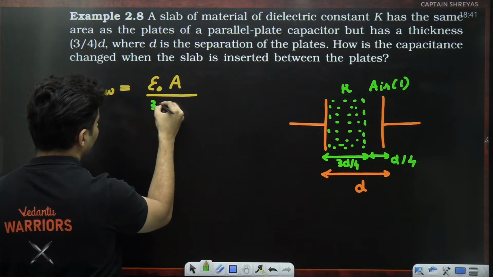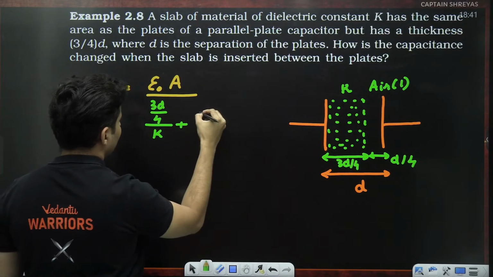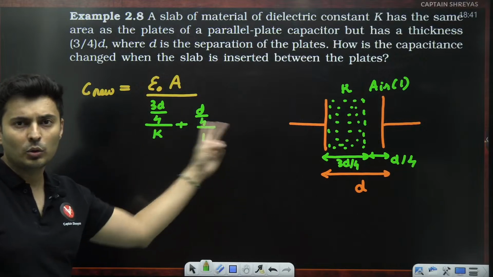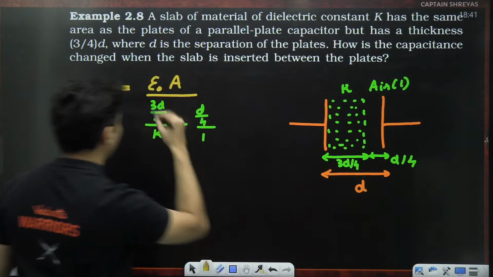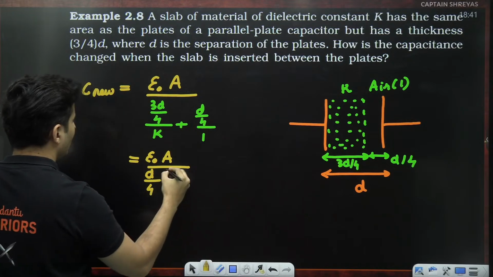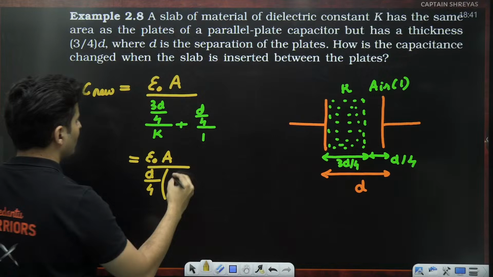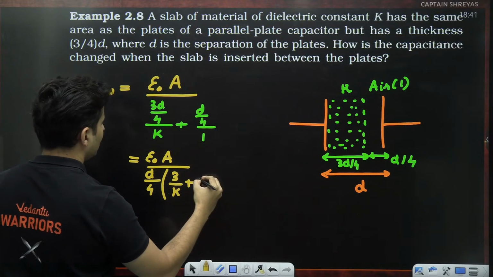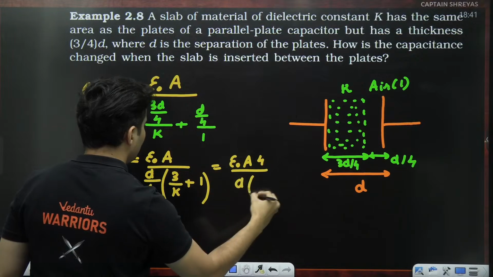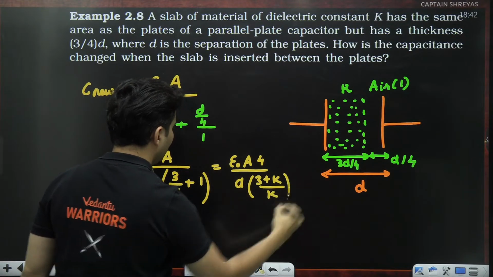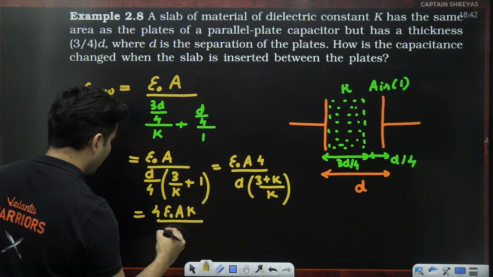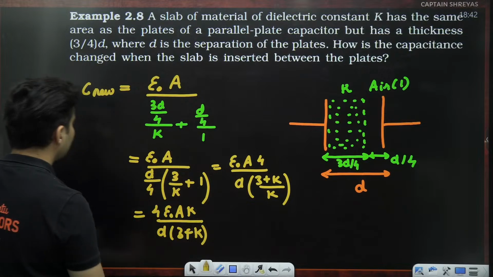So over here, I will have 3d by 4, the whole thing divided by K, plus d by 4 divided by 1. That is D1 by K1 plus D2 by K2 plus D3 by K3. Here there are two materials, so only two terms. That's the answer, guys. You can simplify it if you want. Epsilon naught A divided by d by 4, which is obviously common, times 3 divided by K plus 1. So 4 goes on the top: epsilon naught A times 4 divided by d, and take the LCM: 3 plus K divided by K. So K again goes on the top: 4 epsilon naught A K divided by d times 3 plus K. That is the new capacitance.